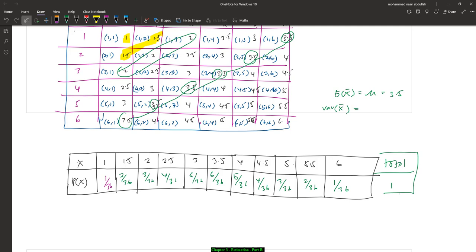The variance of x bar should be sigma squared over n, so 2.92 over 2, which is equal to 1.46. So your task is to calculate the expected value of x bar, and you should get 3.5, and calculate the variance of x bar. Okay?